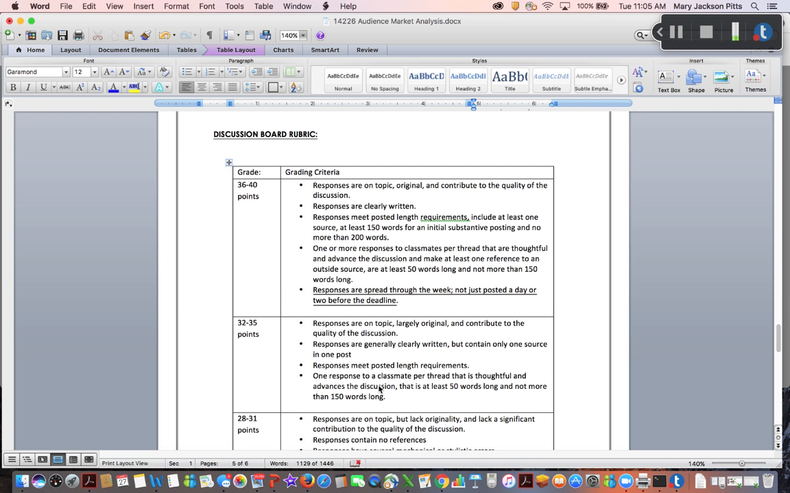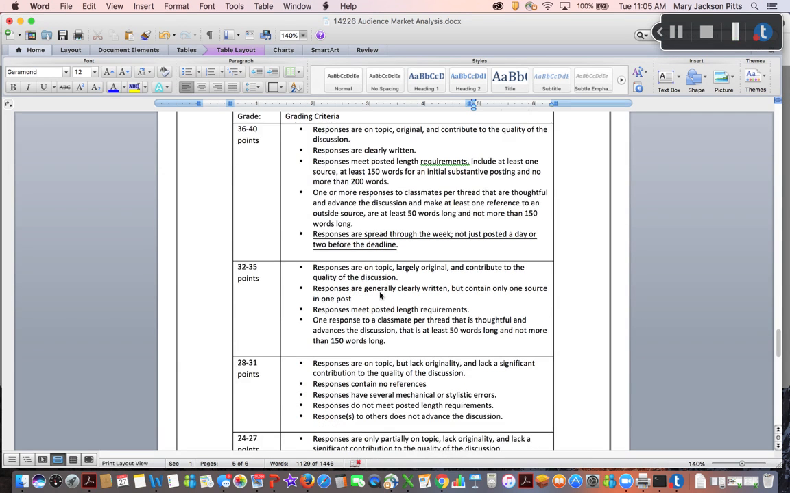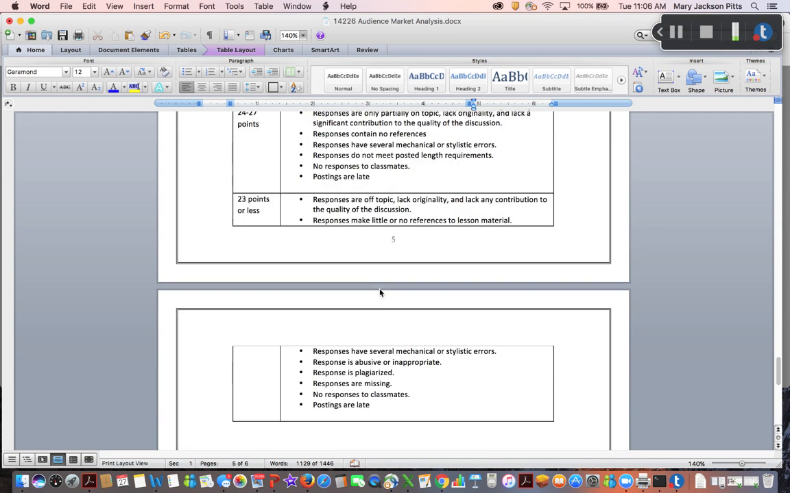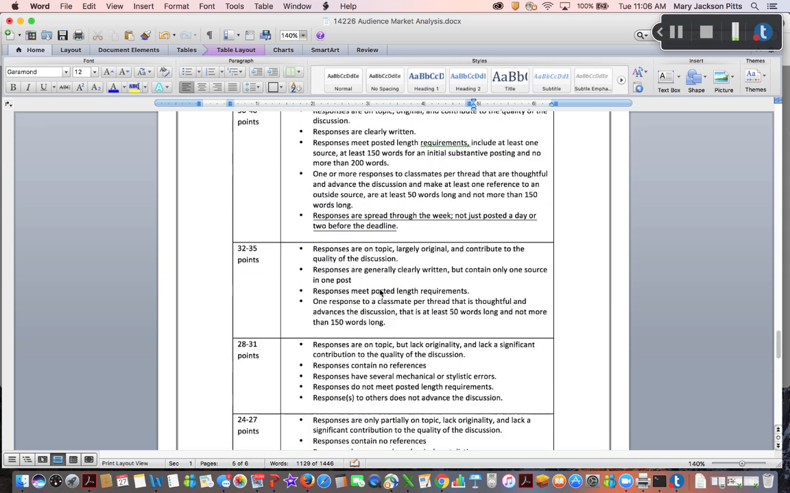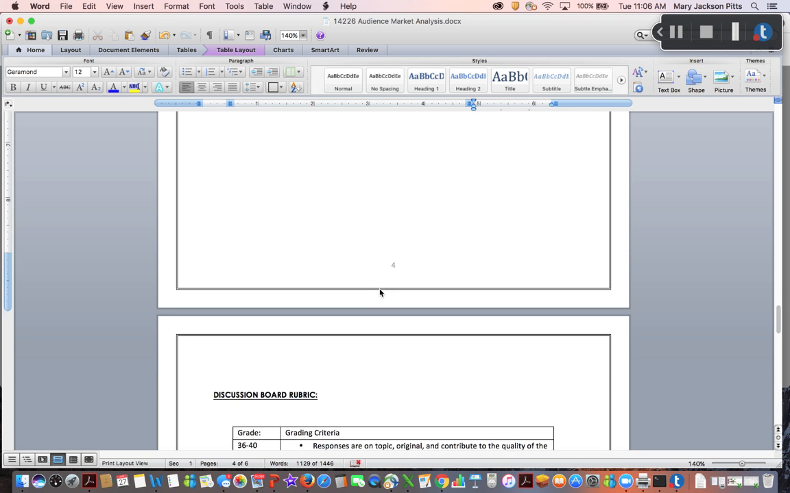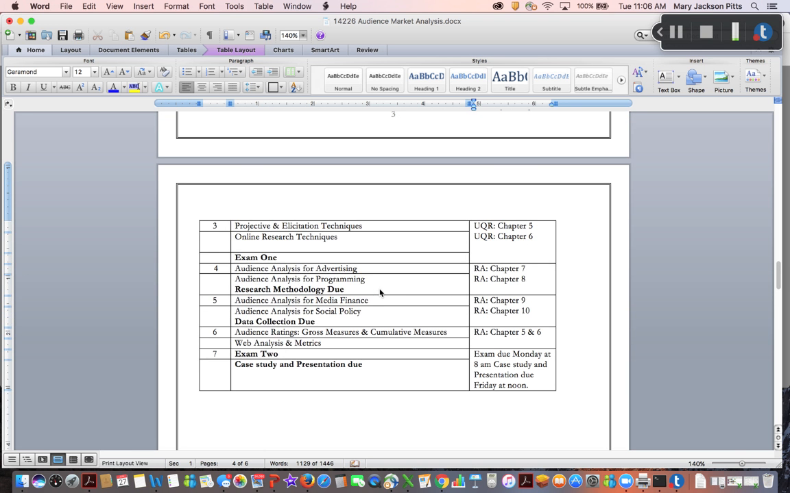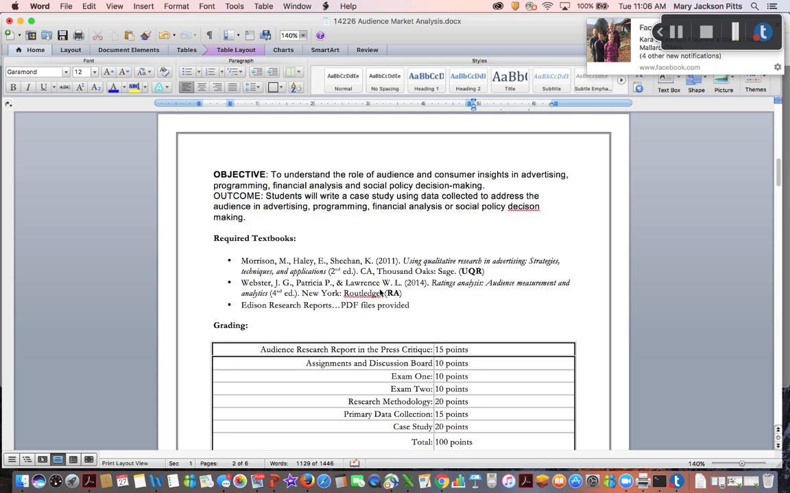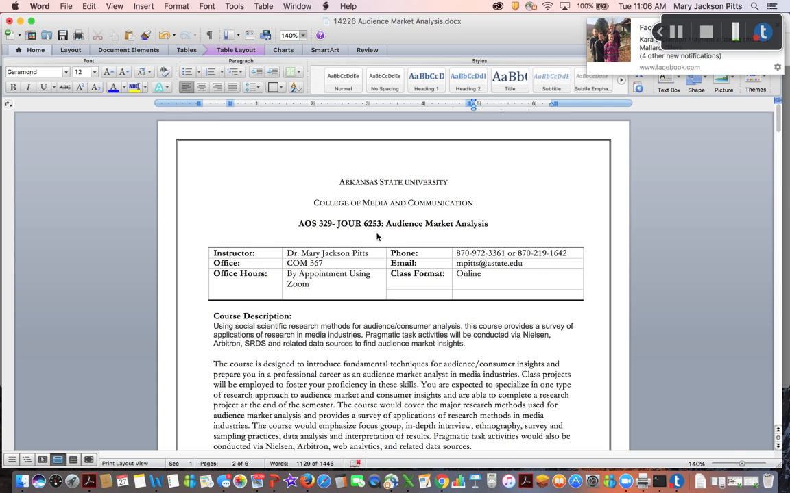Here is a discussion board rubric, which tells you what the expectation is for your discussion board and your participation in the discussion board. So that kind of rounds out the syllabus, and if you have any questions on any of that, you're welcome to contact me.